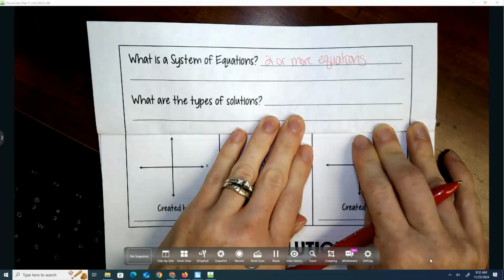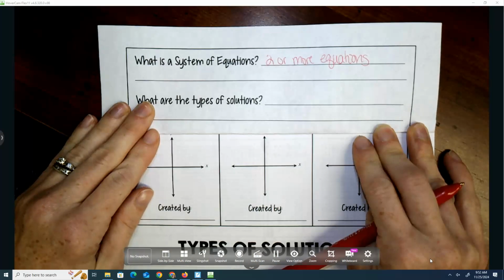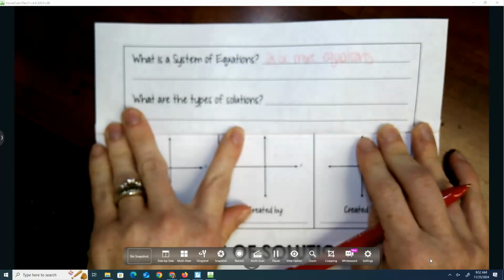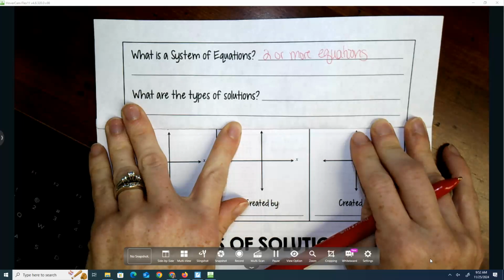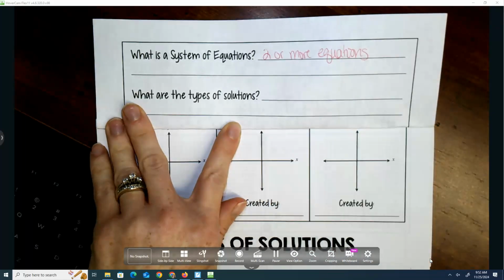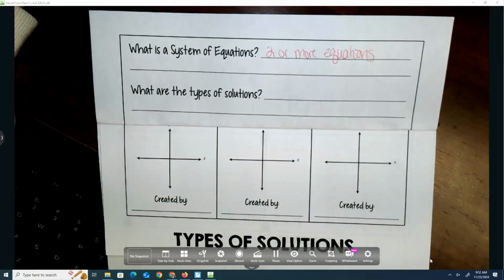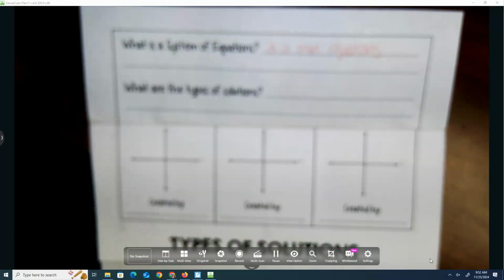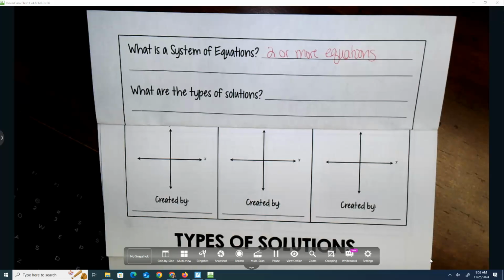Okay, the types of solutions. What can we have? What can our solution look like? Most of the time, what is our solution? Nobody can tell me what the solution looks like for a system of equations? That's what the equations look like. All right, pull out your notes then. We've solved a bunch of them. All of them look similar. What's our solution?